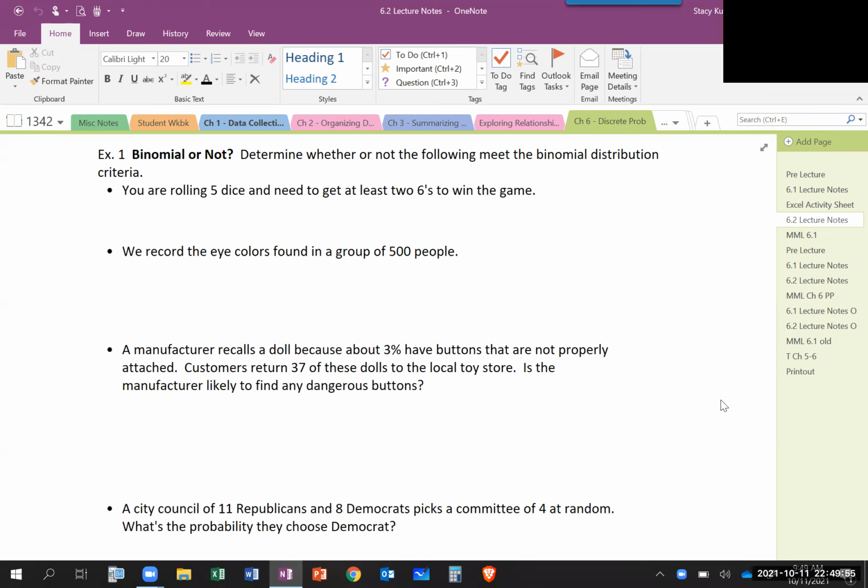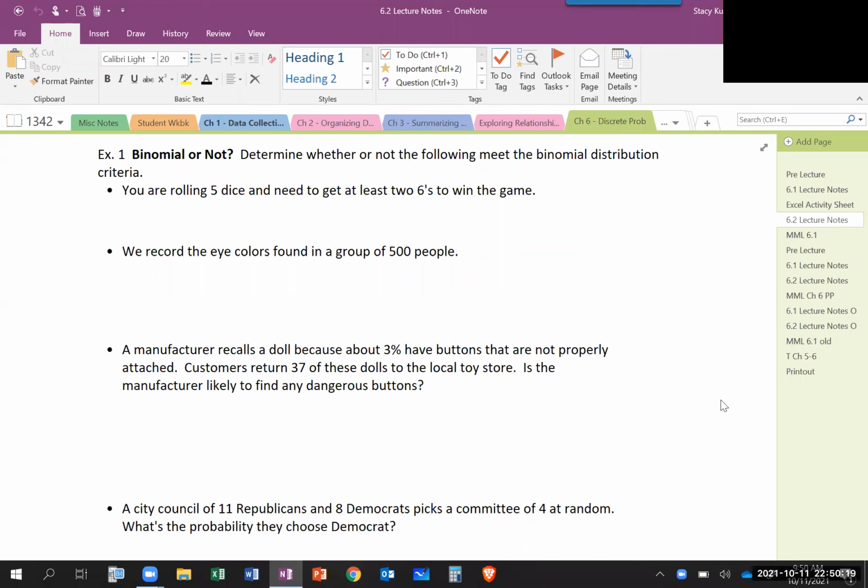Is the probability of success fixed? Yes, it is. And what is the probability that it's defective? It says it right there in the problem. What is the probability? 3%. Everybody see that, that the probability is 3%? And that doesn't change from doll to doll. They're saying overall there's a probability that they're defective at 3%.